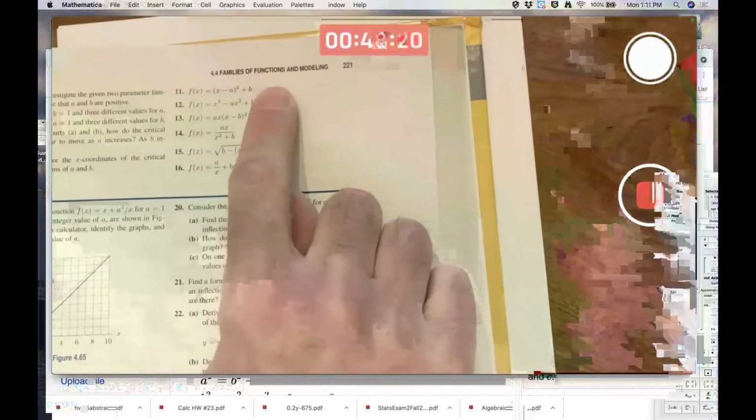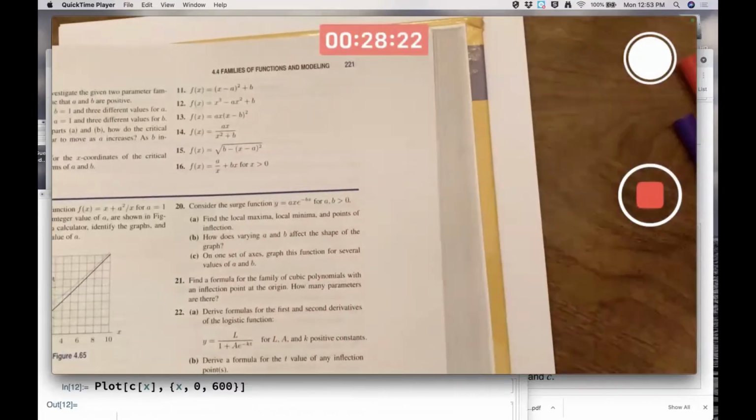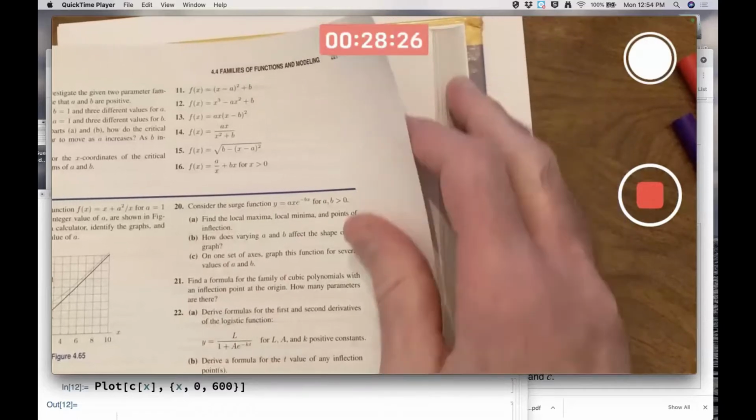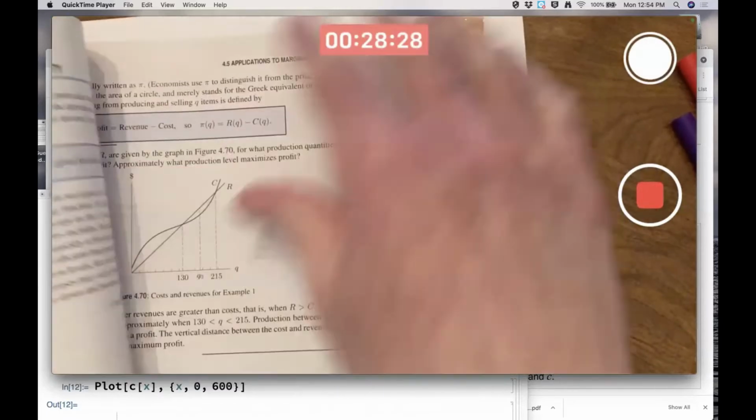For the rest of class today, I'd like to do a problem or two from section 4.4. I've given you some problems on this already about families of functions and modeling. That will help us indeed for Wednesday's class when we talk about the project. And we're skipping section 4.5.